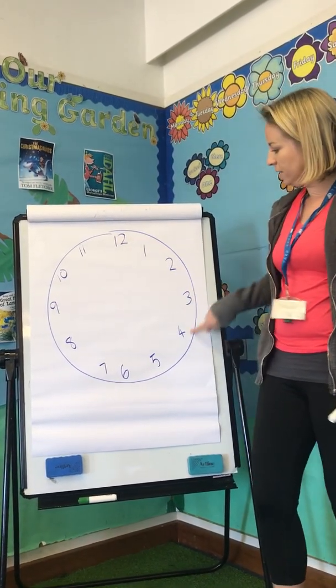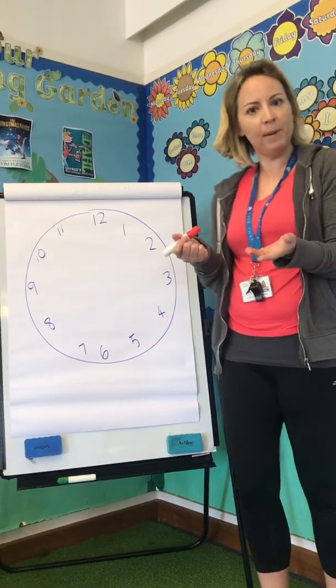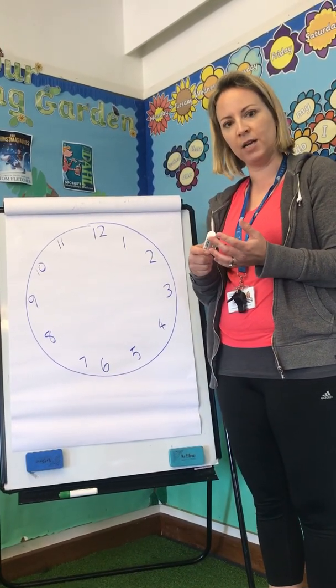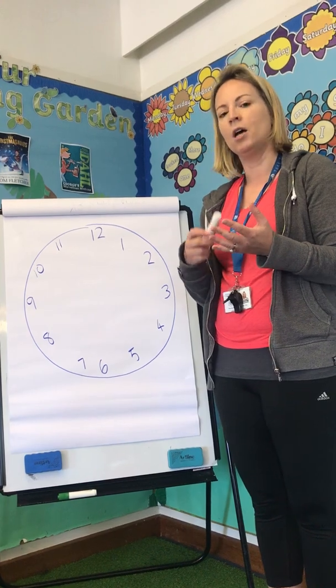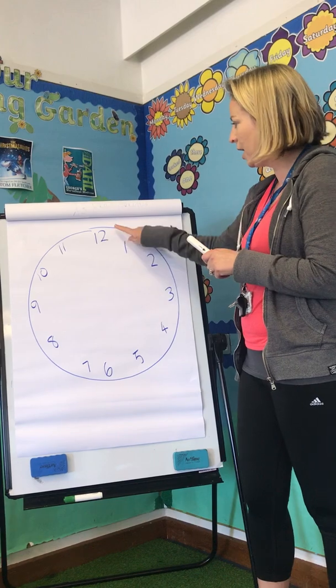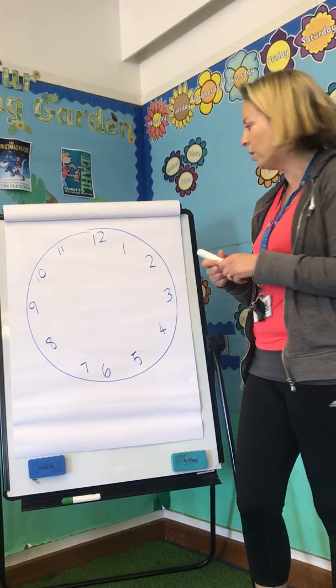So this is my 1 to 12, and then I'm going to pick a times table that I'm not so sure on. So in year 3, you know your 2s, 5s and 10s, we've been working on our 3s and 4s, and hopefully moving on to maybe our 6s and 8s. So I'm going to pick the 4 times table, and I'm going to count in 4s around my clock face.